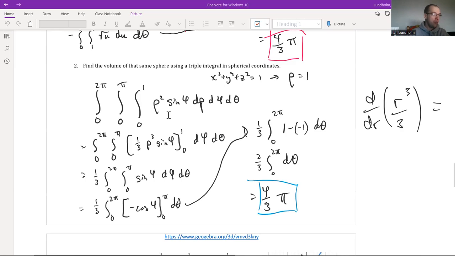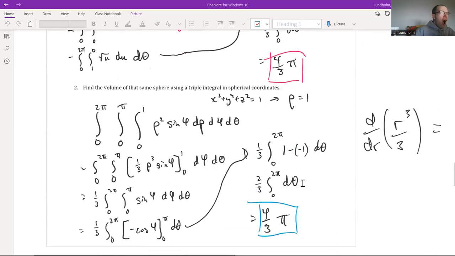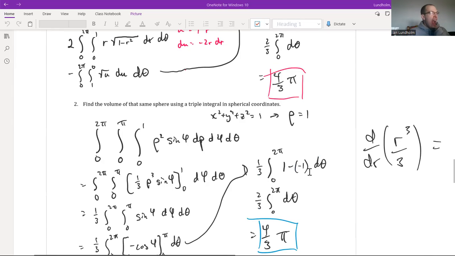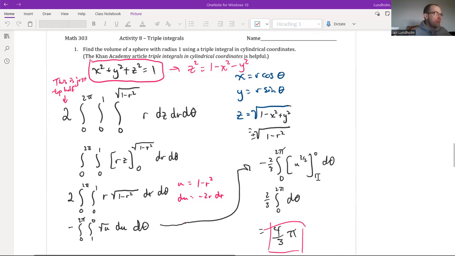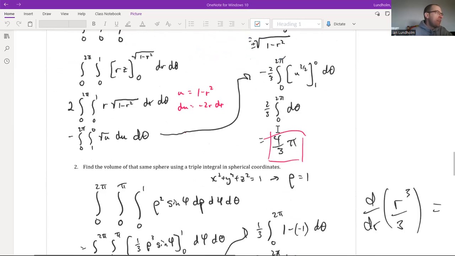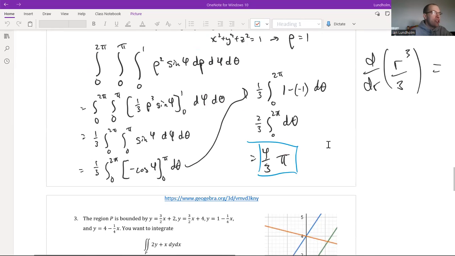And so, who would have thunk that integrating over a sphere would be a place where spherical coordinates shine? Still, integration's not completely simple, but it's not too bad. And eventually we get to 4/3 pi again. These are what I would say fairly test level questions.